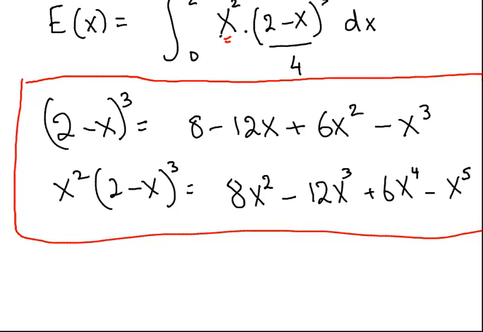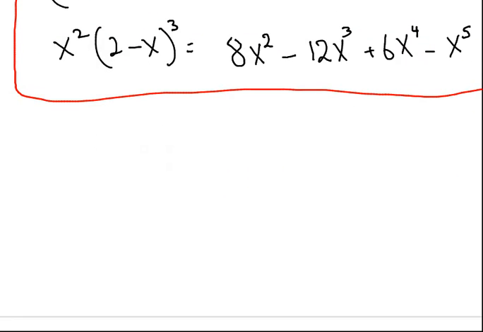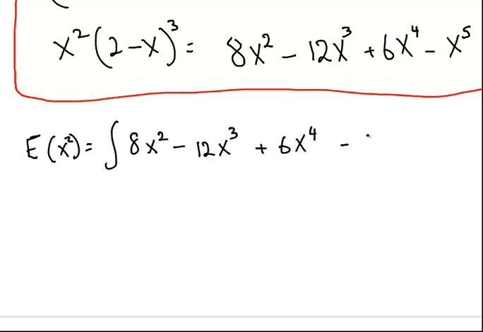When we further multiply that by x squared, we get 8x squared minus 12x cubed plus 6x to the power of 4 minus x to the power of 5. So the expected value of x squared is the integral of 8x squared minus 12x to the power of 3 plus 6x to the power of 4 minus x to the power of 5 dx. Again, don't forget to put in your limits, 0 and 2. So let's integrate that out. What do we get?